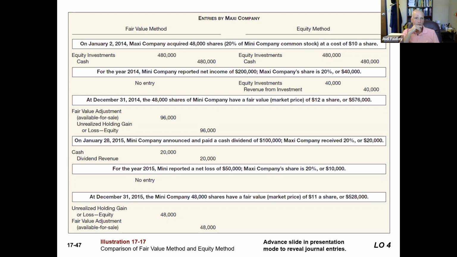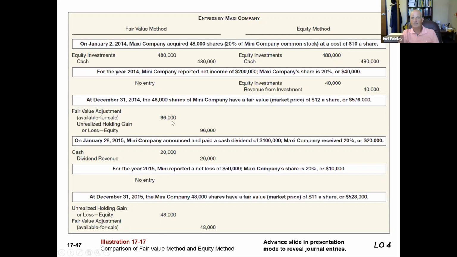All right, what about the next one? It says 48,000 shares in many companies have a fair value of $12 a share or $5.76. So there you're comparing $5.76 with this 480. So we have what? A $96,000 gain under the fair value method, right? And there it is, fair value adjustment, 96,000, credit, unrealized holding gain or loss equity. Again, now that's considered what? Income statement.